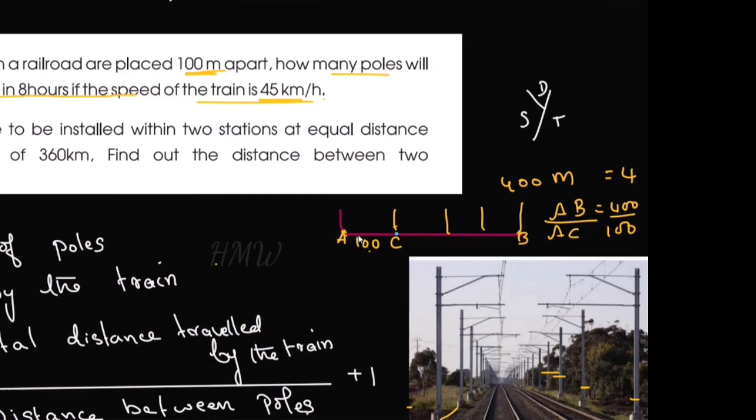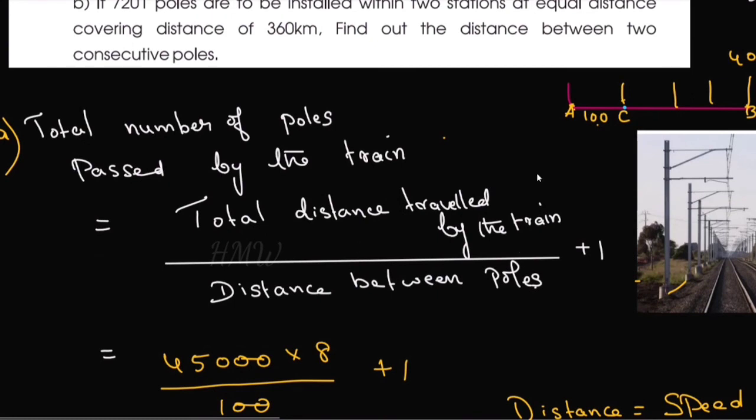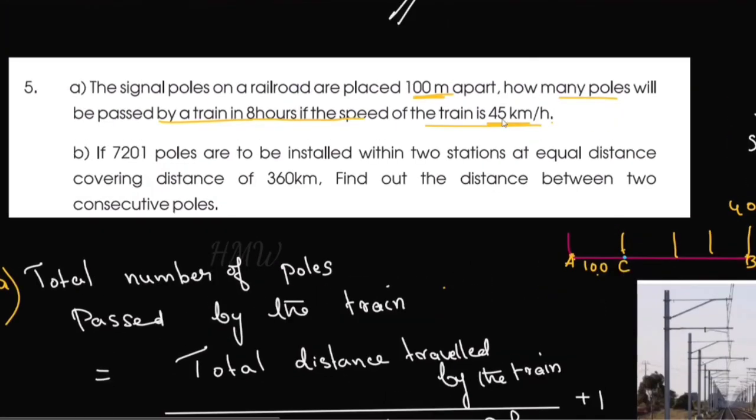Is it clear? So in the same way, if I want to find the total number of poles, it is the total distance traveled by the train divided by the distance between the poles, plus 1. Plus 1 is this one. Okay, so here what is the total distance? You can see that this is in kilometers and this is in meters. You should have the same unit.